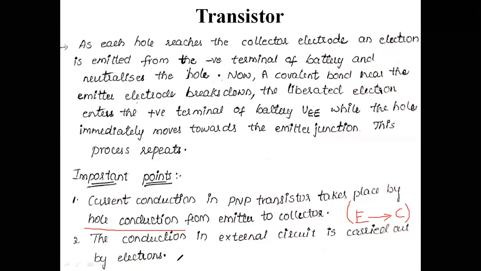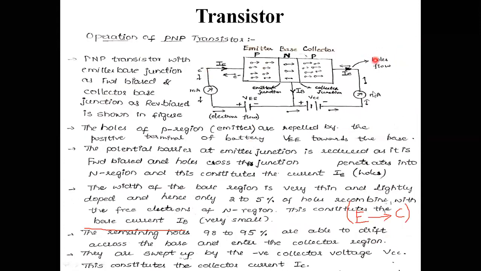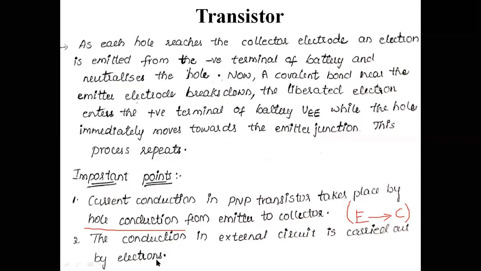Okay, conduction in the external circuit is carried out by electrons here. External circuit అంటే outside of the circuit. ఇక్కడ ఈ outside of the circuit, the conduction in the external circuit is carried out by electron flow only. That is a point here.